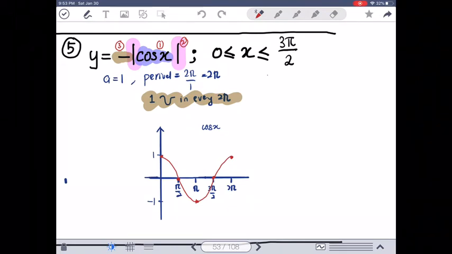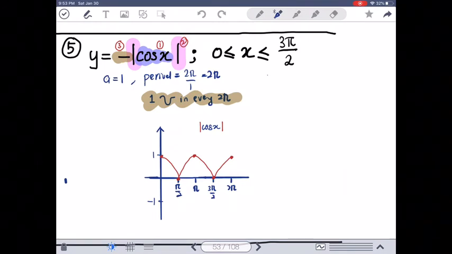Next one, we will modulus. Okay, that's the second step. Means that the bottom part will be reflected by x-axis and goes to the upper part. So this happened when we modulus.